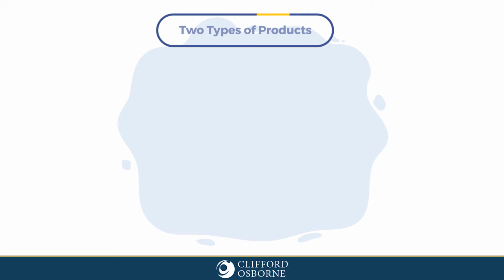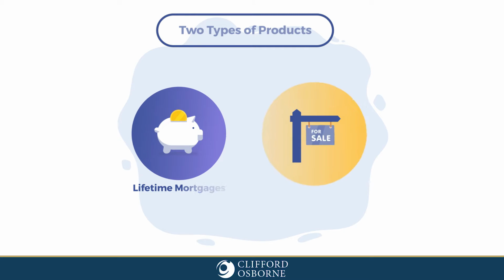There are two main types of equity release products, which are called lifetime mortgages and home reversion plans. Lifetime mortgages are where you take a loan against your property. Home reversion is where you sell a part or all of it.